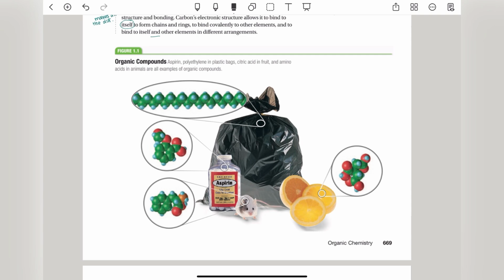Now I would like to stop here and just remind myself and you about the difference between a molecular formula and a chemical formula, and simply compounds and molecules for that matter.